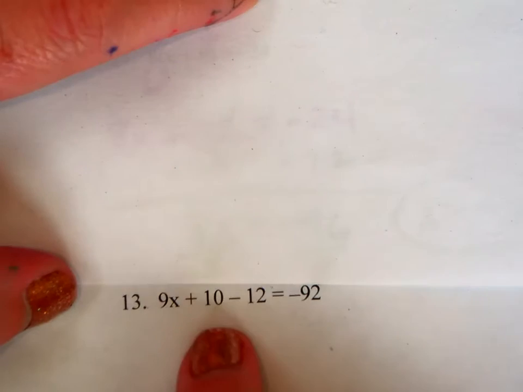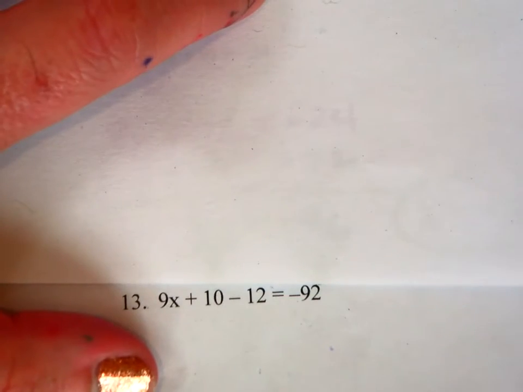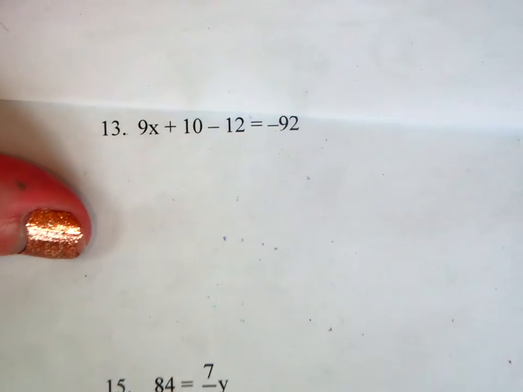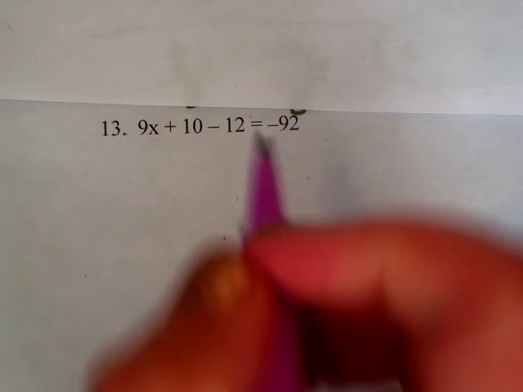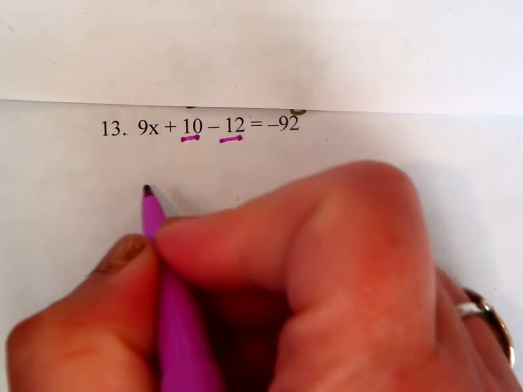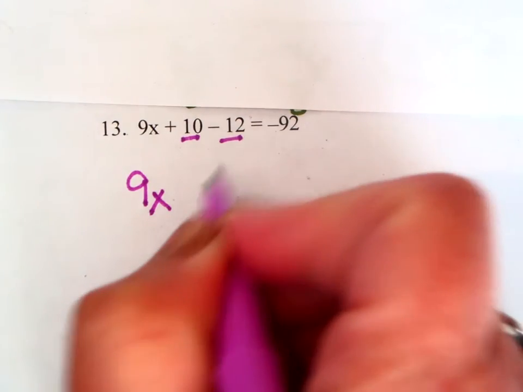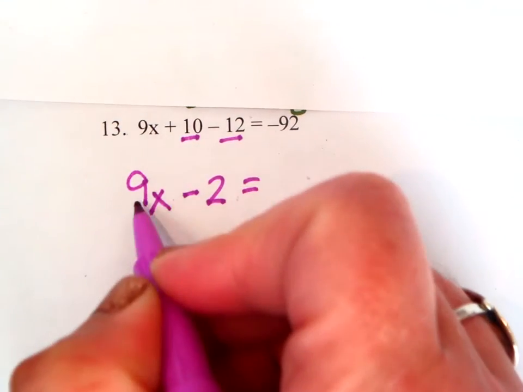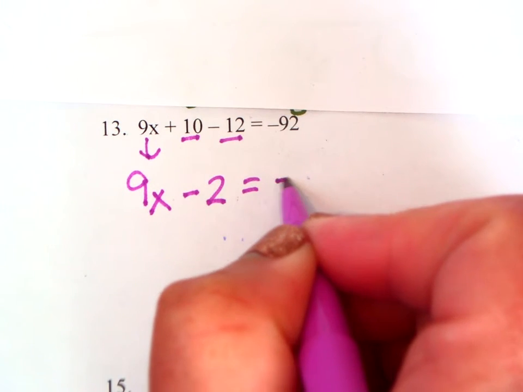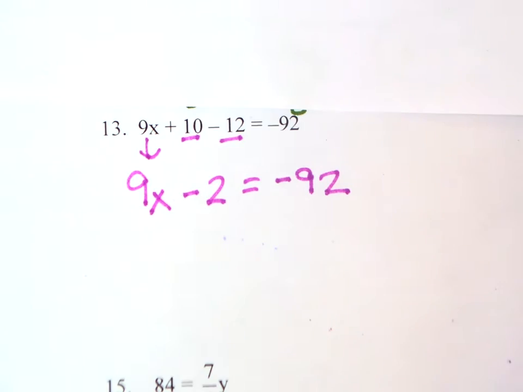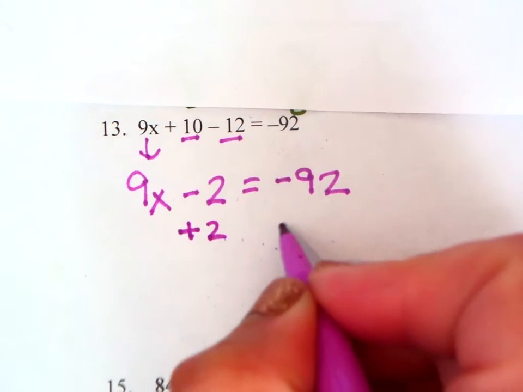So I'm going to combine the 10 and the negative 12. You could move them over first if you wanted to do that, but I find it much easier to just combine. So I have 10 minus 12. Okay, so 10 minus 12 is negative 2. So I have 9x because I brought that down. 10 minus 12 is minus 2 equals negative 92. Okay, then I'm going to add the 2 to both sides.